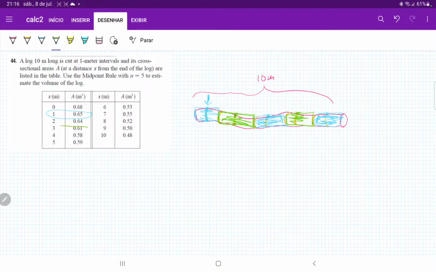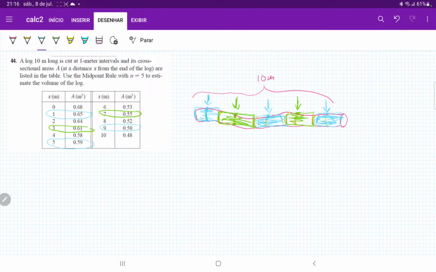The second one would be 3, that's between 2 and 4. So it would be right here. The third would be here, which would be 5. So that's between 4 and 6. The fourth would be here, which would be number 7. And lastly, we would have one over here at number 9. All right, so let's sum up these volumes.